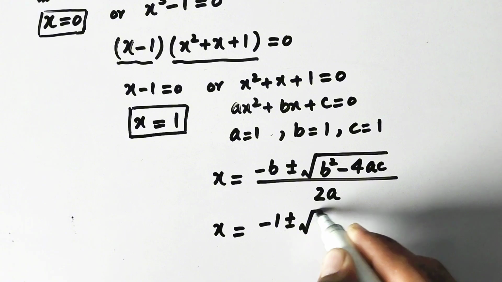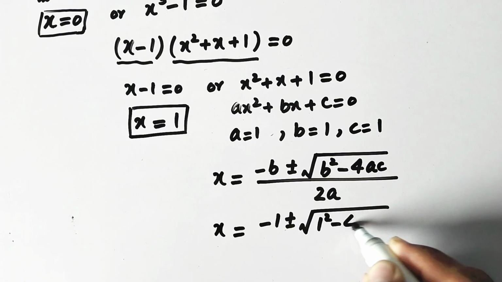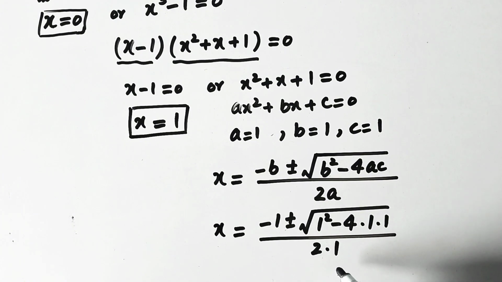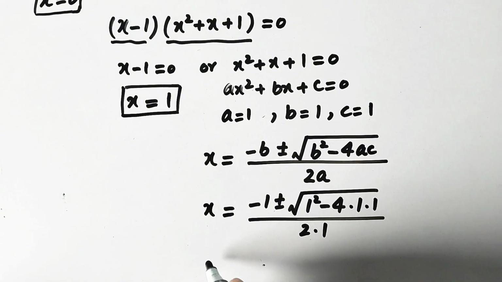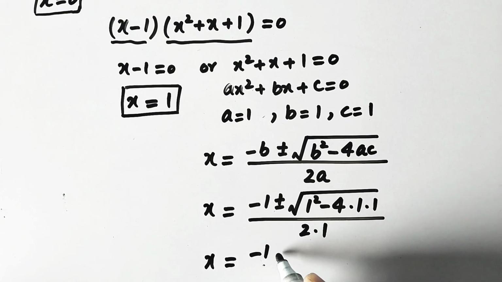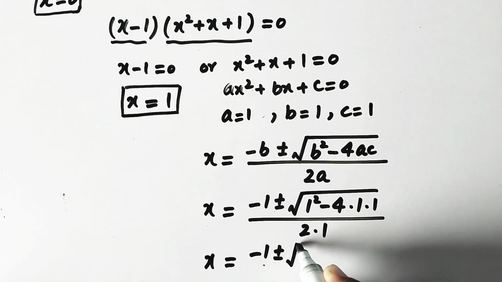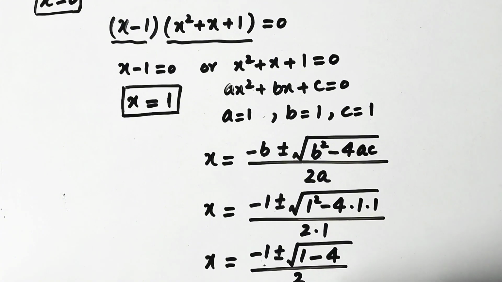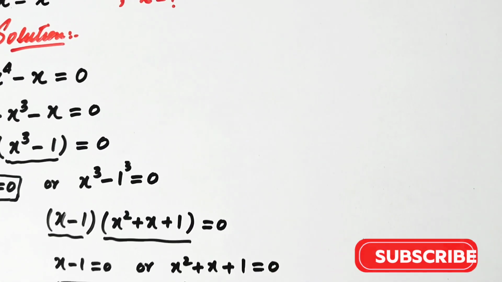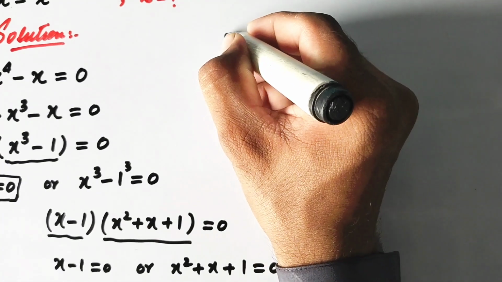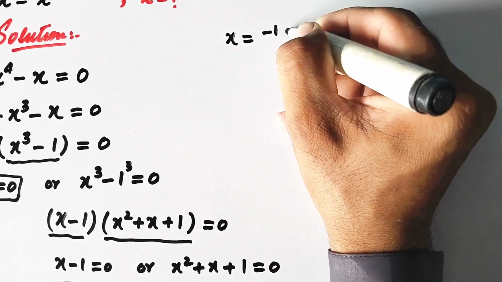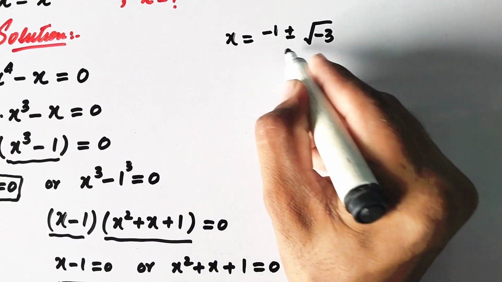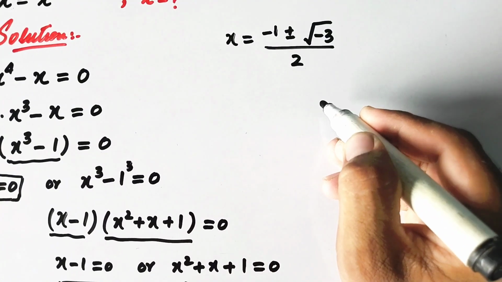And now by putting the values of a, b and c, x will be equal to minus 1 plus or minus root of 1 square minus 4 times 1 divided by 2 times 1, that will be equal to minus 1 plus or minus root of 1 minus 4 divided by 2, that we will write here x equal to minus 1 plus or minus root of negative 3 over 2.